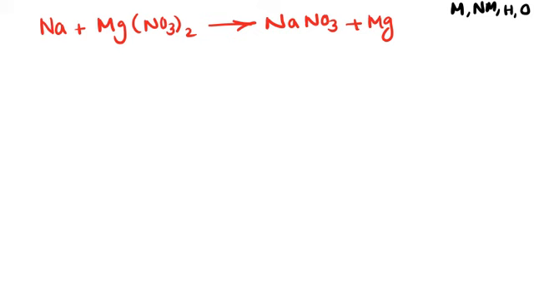First, we start with metal. 1 sodium, 1. Then another metal, 1 magnesium, 1. Then we have our non-metal, N. So N in the parentheses 2 means 2 nitrogen. So I have to write 2 here.